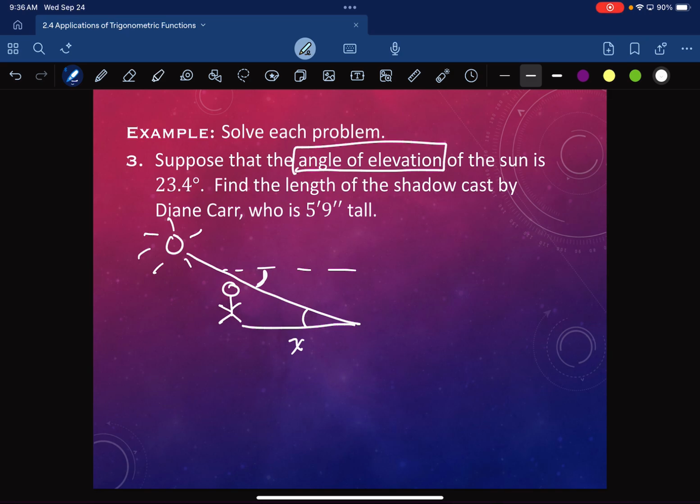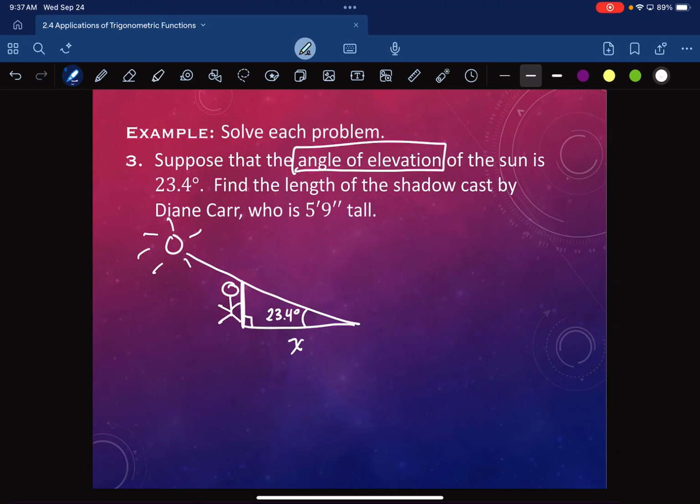But just so you know, if you see that phrase, an angle of elevation and an angle of depression are slightly different in terms of their connotation, but they end up measuring the same space, the same quantity. Let me take that piece off so that it doesn't confuse our diagram. So this angle right here is 23.4 degrees. Now we're also assuming, though it doesn't say this, but it's a safe assumption, that Diane Carr is not standing sideways. She's standing straight up and down, the way you stand all the time for the most part. So this right here is her height, and it is a 90-degree angle.